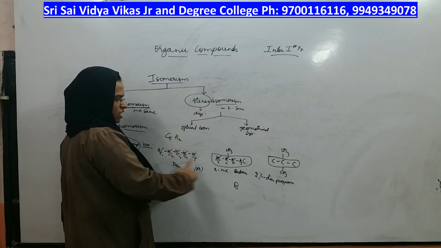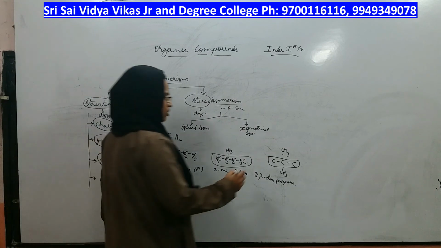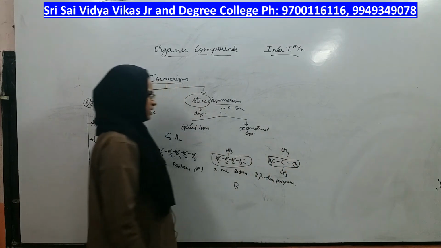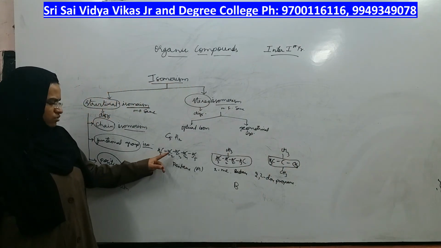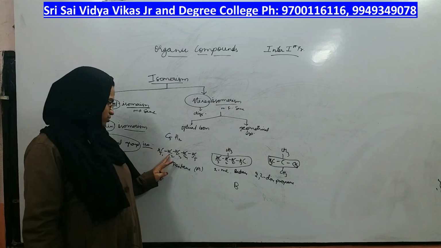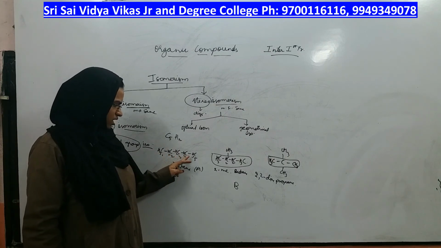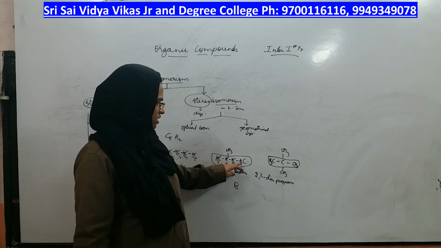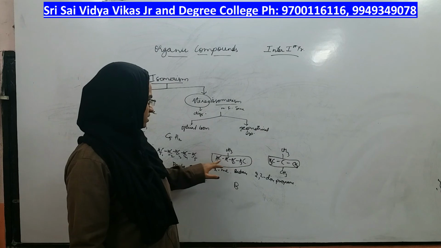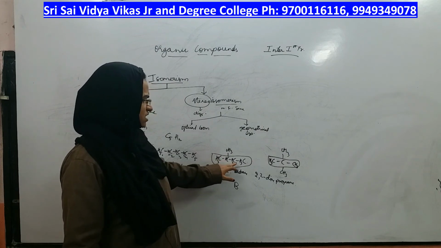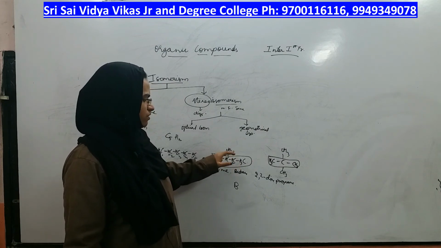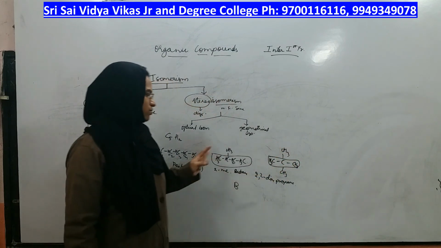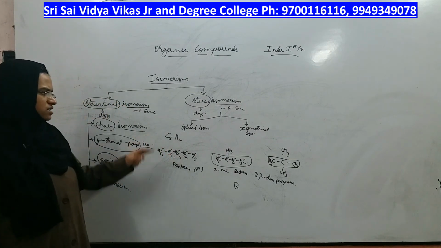C5H12. All the 3 have a molecular formula of C5 and H12 only. Let us count. 1, 2, 3, 4, 5 carbons. Hydrogens: 3 plus 2, 5, 6, 7, 8, 9, 10, 11, 12. Only 1 here: 3 plus 1, 4, 5, 6, 7, 8, 9, 10, 11, 12. Same way, 3 plus 3, 6, 3 plus 3, 6, total 12. So the molecular formula in all the 3 is C5H12.